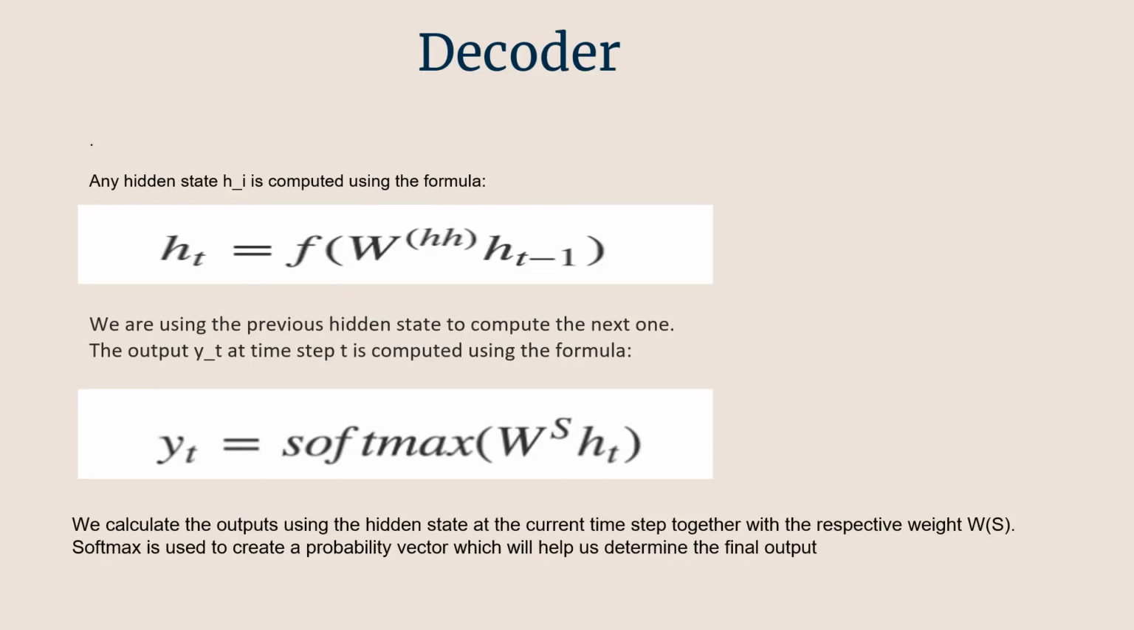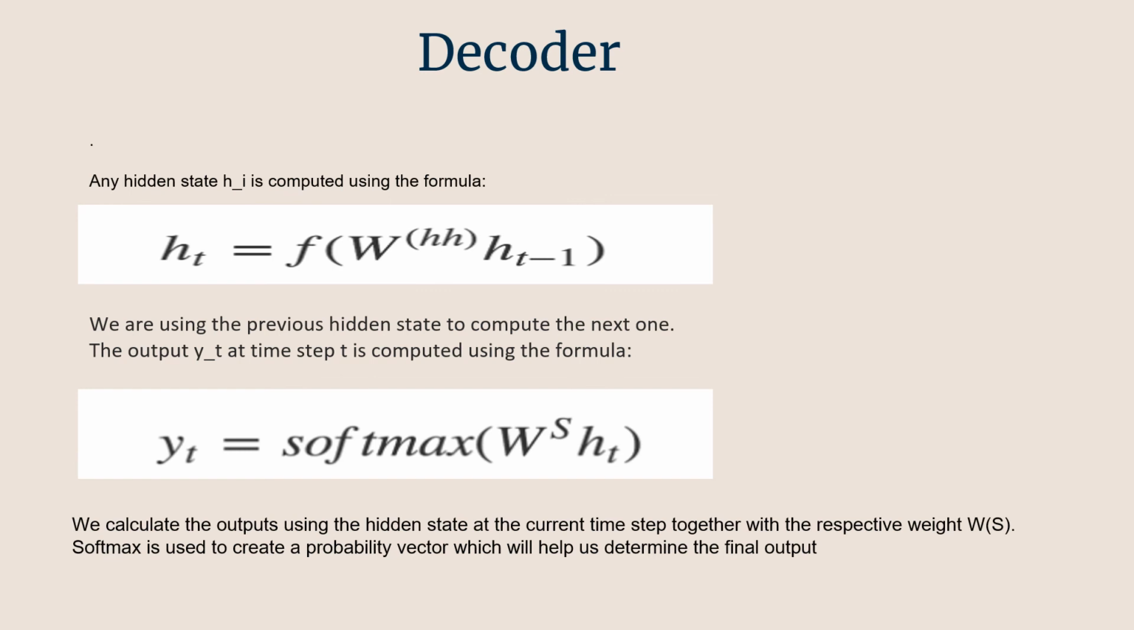Finally, decoder is a stack of several recurrent units where each predicts an output at a time step t. Each recurrent unit accepts a hidden state from the previous unit and produces an output as well as its own hidden state. In the question answering problem, the output sequence is a collection of all words from the answer. Each word is represented as yi, where i is the order of that word. Any hidden state can be computed using the first formula. We are using the previous hidden state to compute the next one.